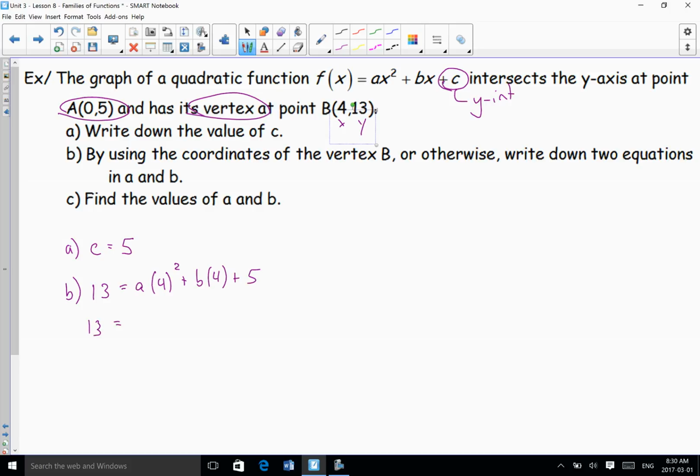And we can simplify this equation. We got 16a plus 4b plus 5. Or in other words, 8 equals 16a plus 4b. There's one equation. That will totally work. The second equation, you have to think a little bit more.